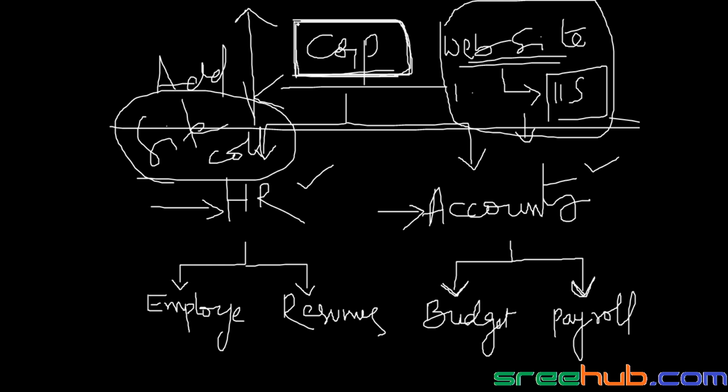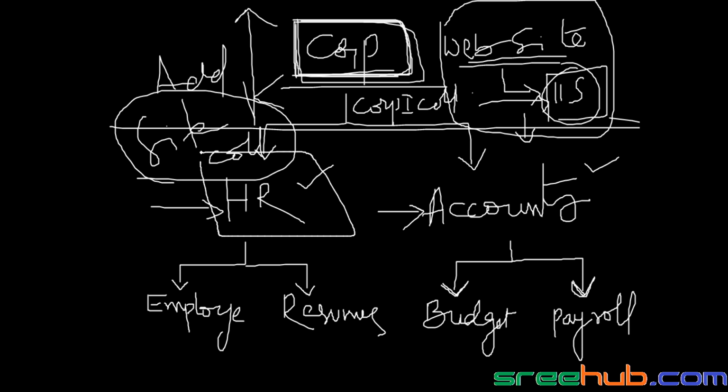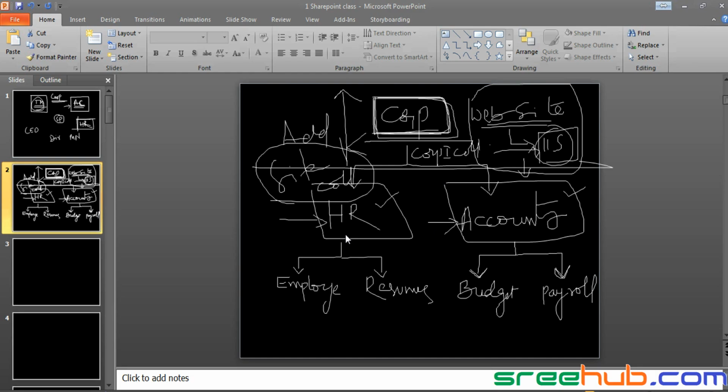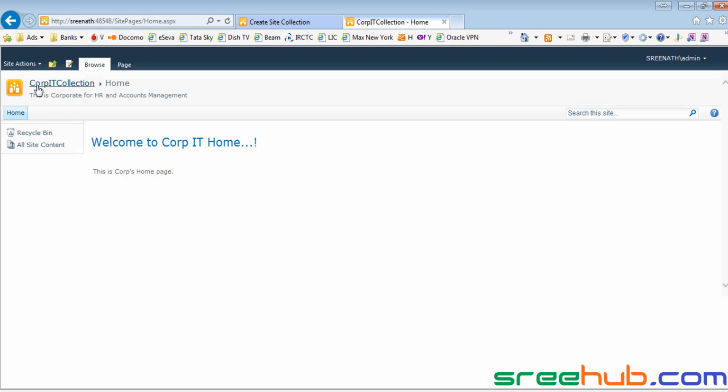We have created a website corp, under which we have created something called corp IT collection, and all these are under our IIS server. Now the main part is that under corp we want something called HR and accounts. So this is nothing but a site now. Till now we have created a mother website, under which we want something called child sites. When we click on home, it's a corp IT collection.